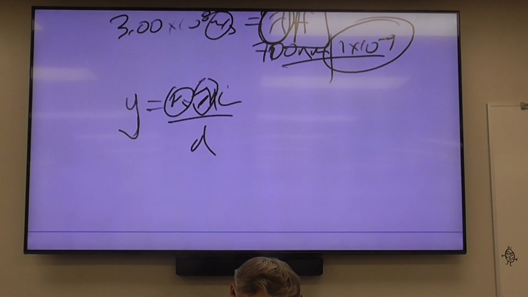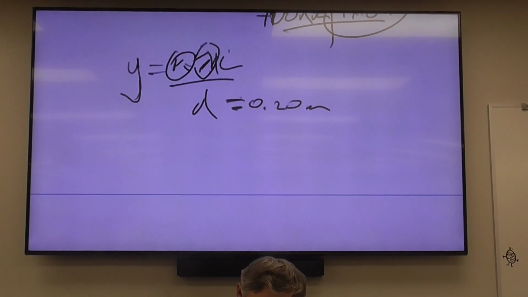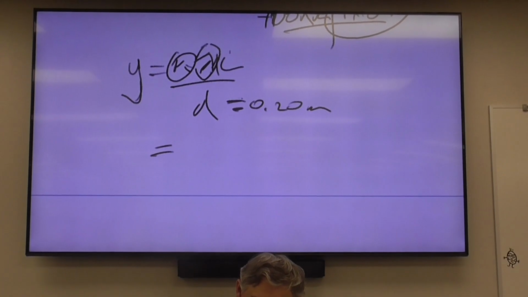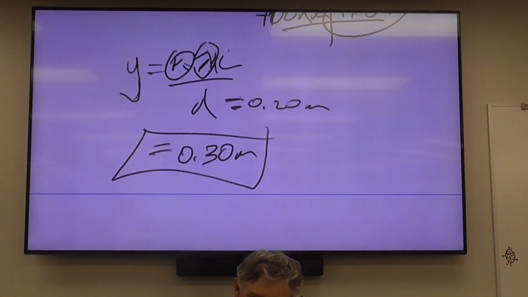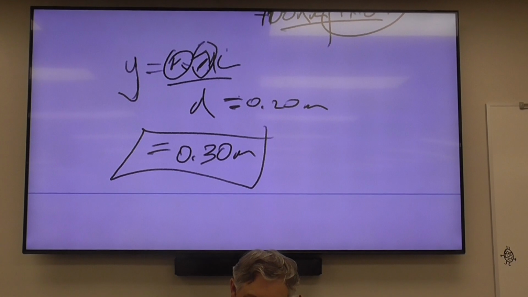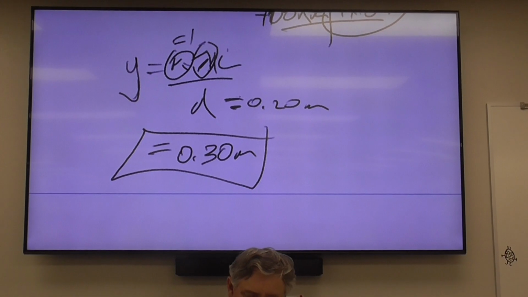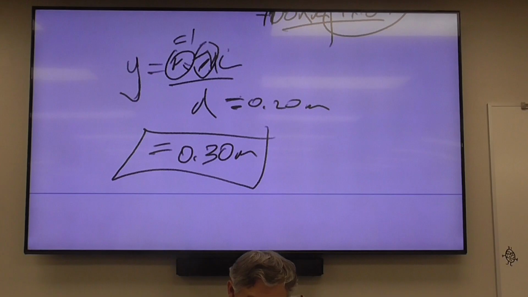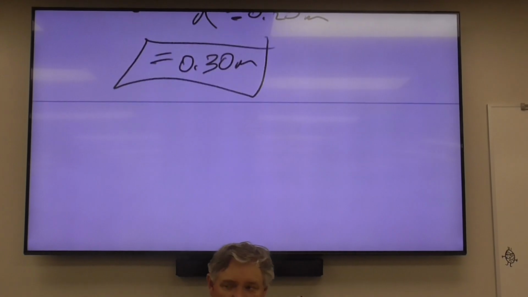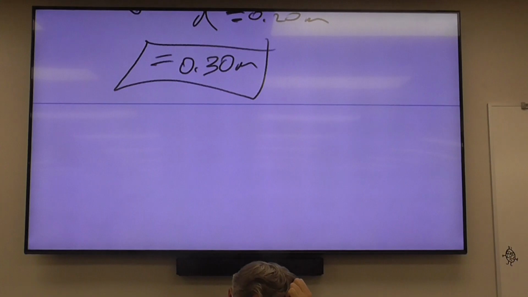So if you do this and you plug in that gap, which you're told is 0.2 meters separation, okay? If you do this, you get 0.3 meters. So you're just going to let M equal 1. Everybody cool with how I got 0.3? Yes. Okay.